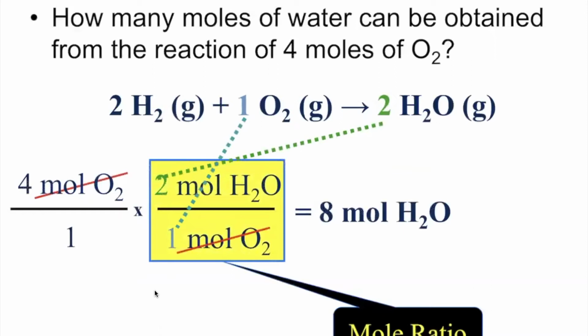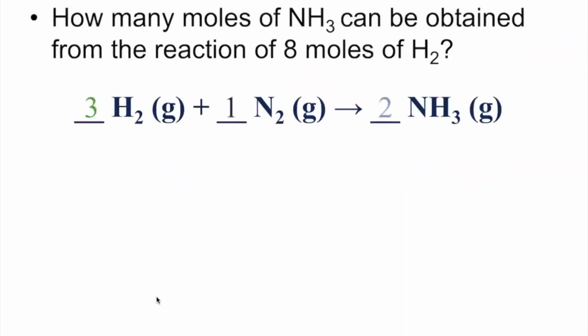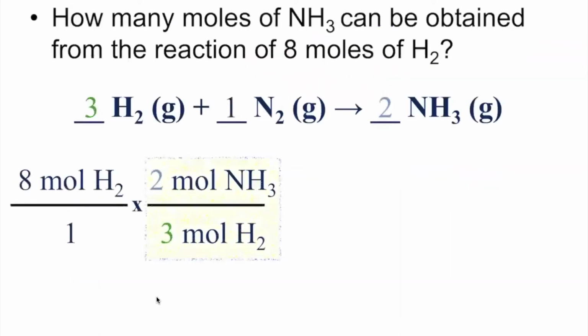There's another equation for you to try by yourself, making a relationship between ammonia and hydrogen. Be sure to balance your equation first. This is still a mole to mole equation, so that means it's only one step pretty much. Here's your answer.